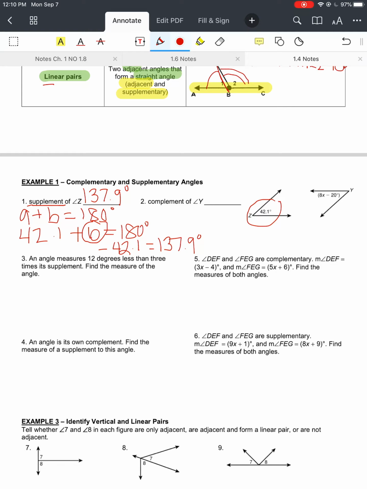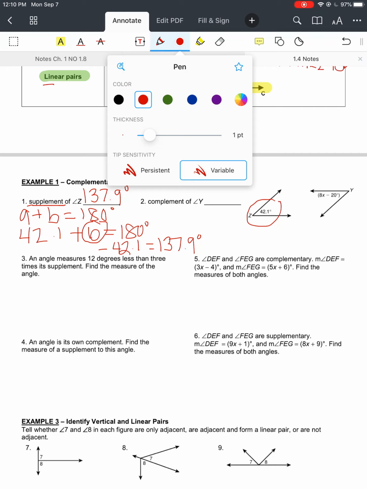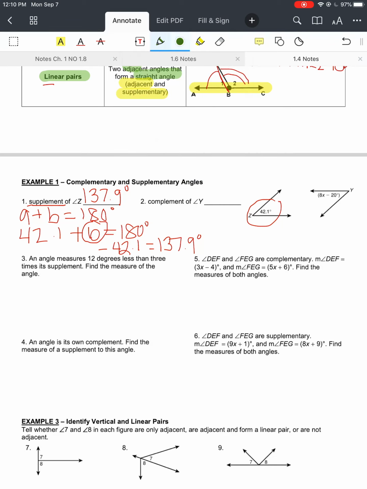So we can check: 137.9 plus 42.1, angle Z, should add to 180. Great way to check your work. See if they add to 180. For number 2, it wants me to find the complement of angle Y. Well, here's angle Y. Again, complementary means my two angles have to add to 90. So I could say again, A plus B has to equal, this time 90. It's complementary.